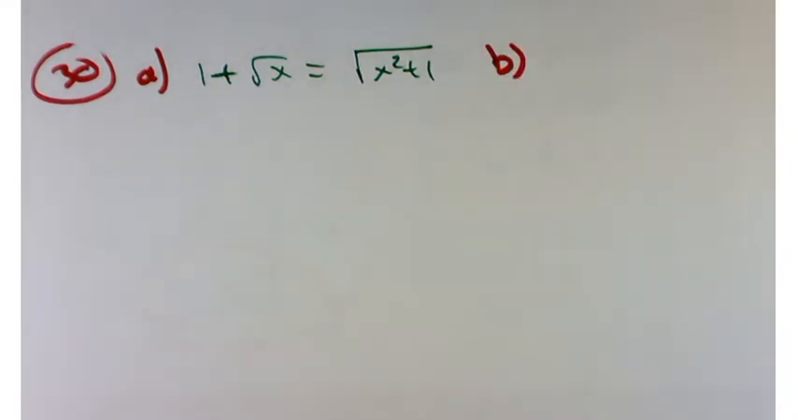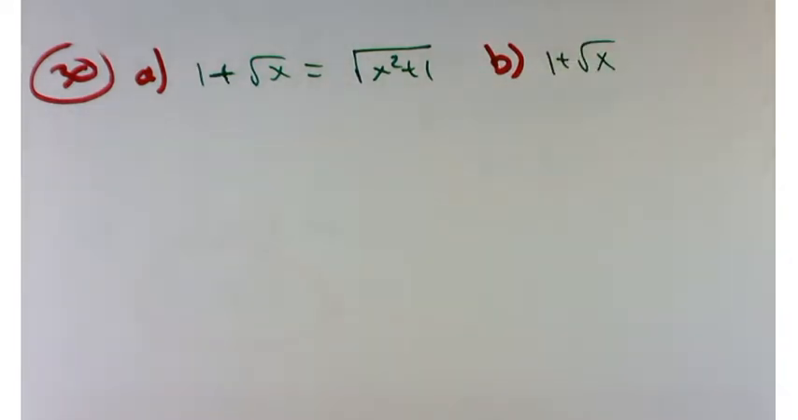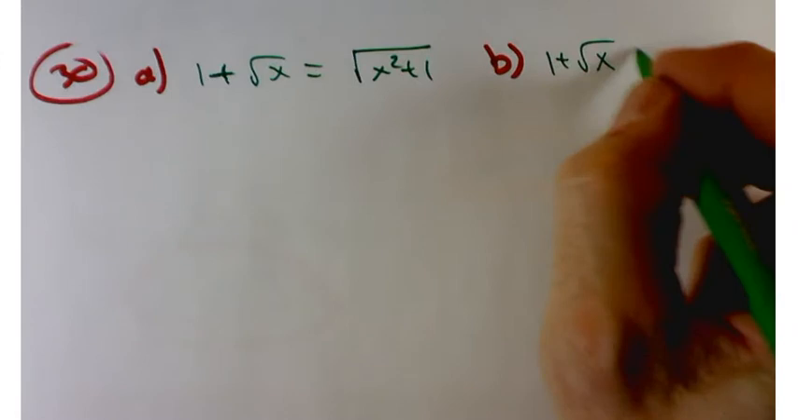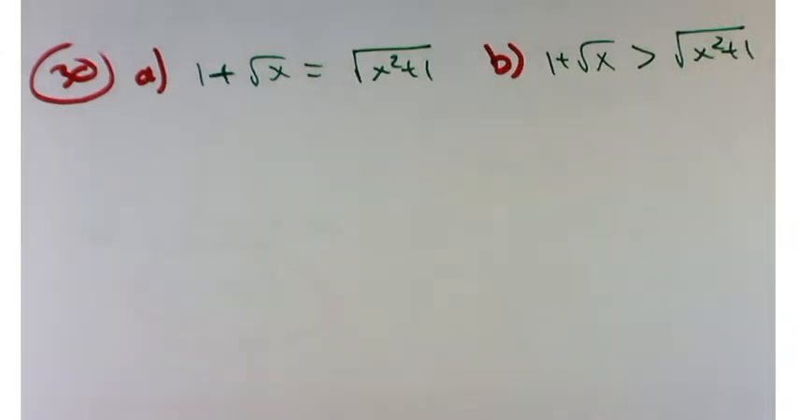Separate but related to that is part B, where we want to find where 1 plus the square root of x is greater than the square root of x squared plus 1. So those are the two parts of the problem.